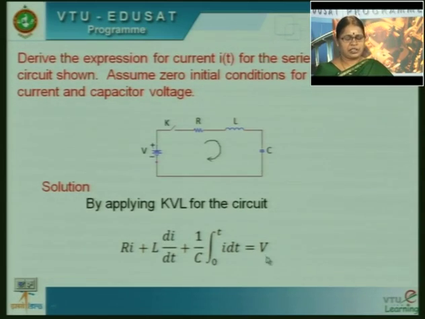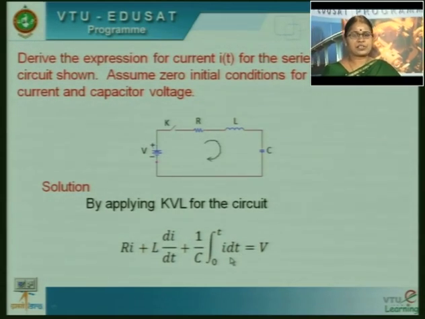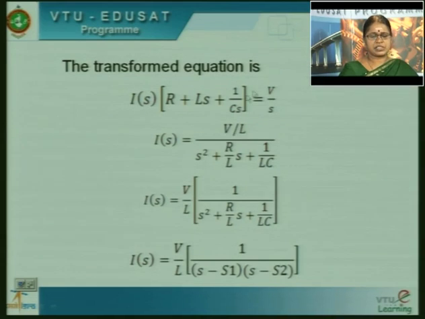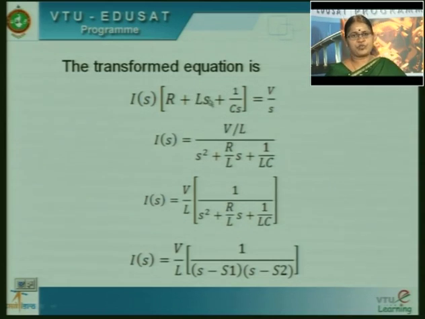So, you can write V is equal to R into I plus L into di by dt plus 1 by C integral I dt. Now, let me take the Laplace transform of this equation. So, you can write the transformed equation as R into I of s plus Ls into I of s plus 1 by Cs into I of s is equal to V by S, because we have assumed that there is no current flowing through the inductor before time t is equal to 0. The initial value of current flowing through the inductor is 0.